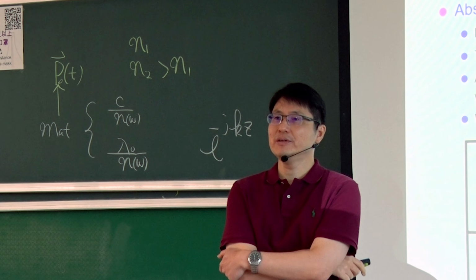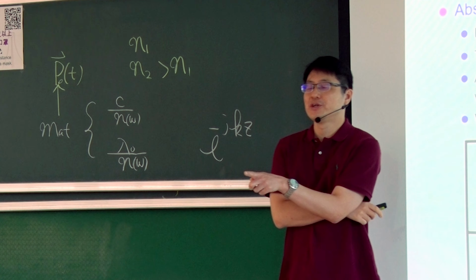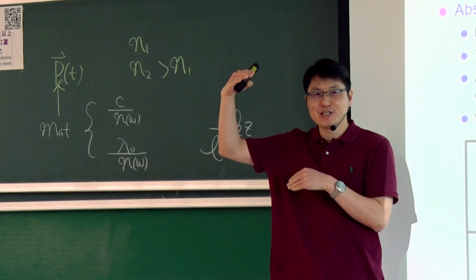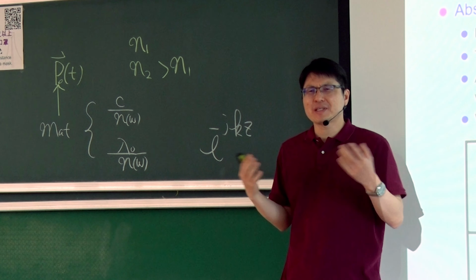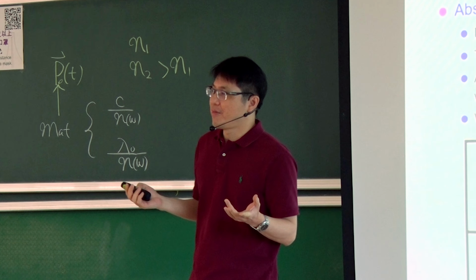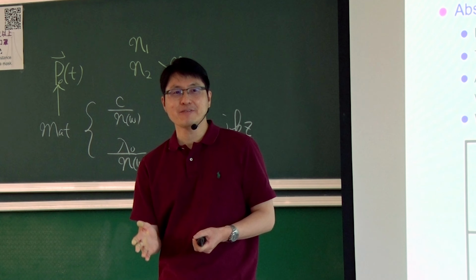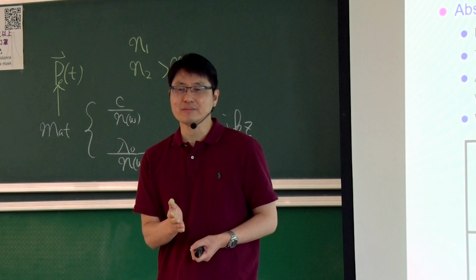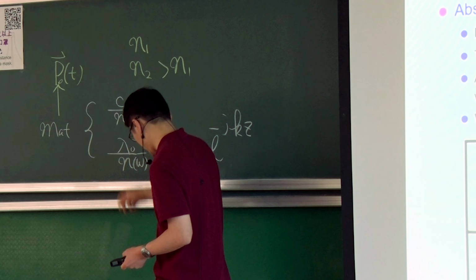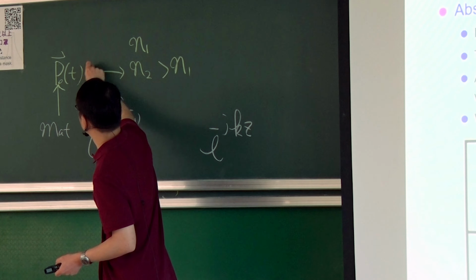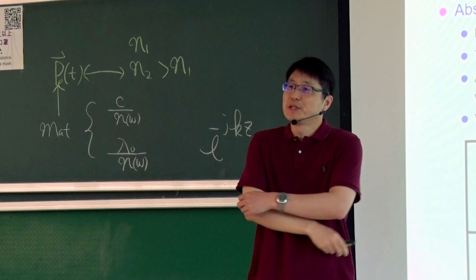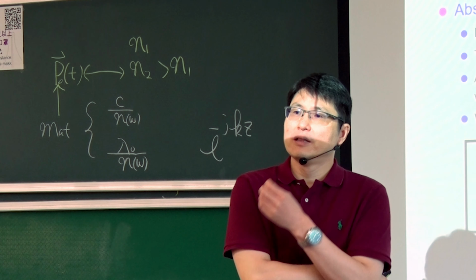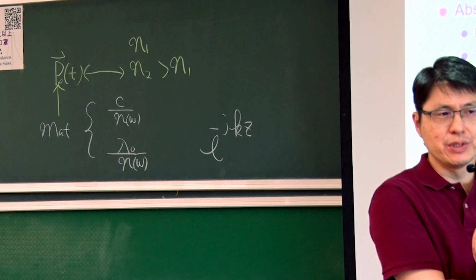So just imagine, if you are a wave, you are traveling in a material with high refractive index. What does that mean? That means this wave loves this material. Why does a wave love this material? Because this material likes the wave as well. This material responds to this wave.